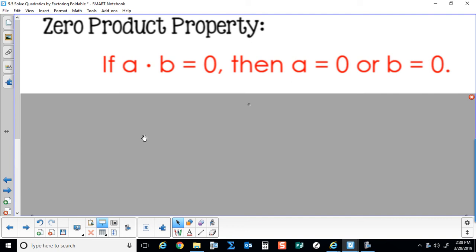The zero product property states if A times B equals 0, then A is equal to 0 or B is equal to 0. In other words, 0 times something is 0.